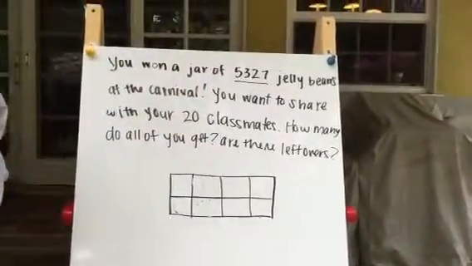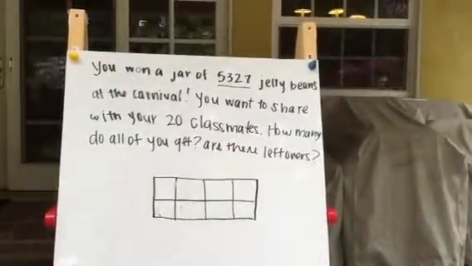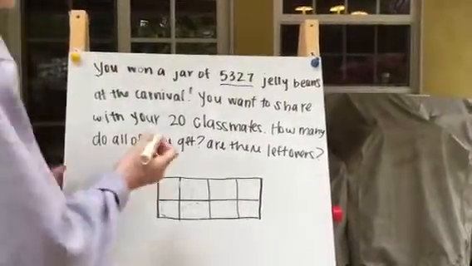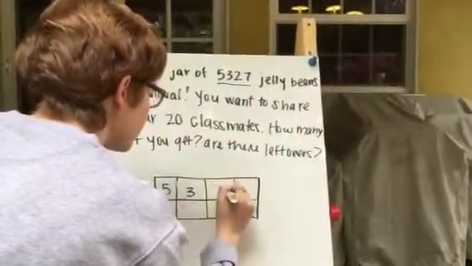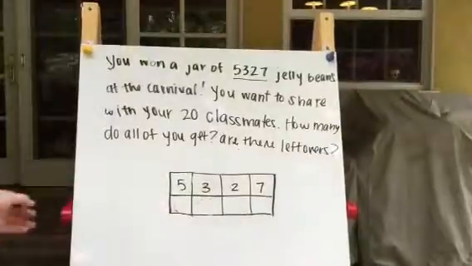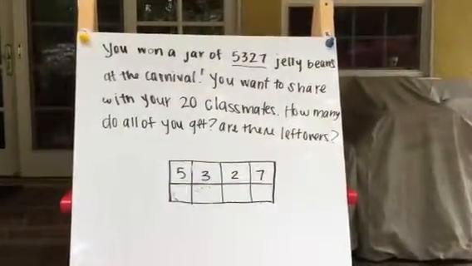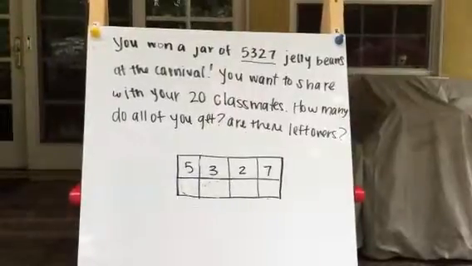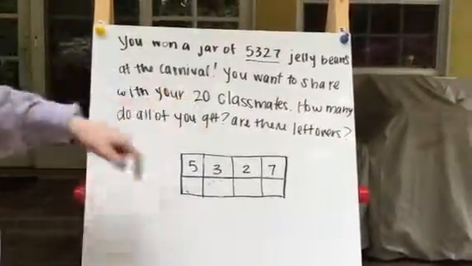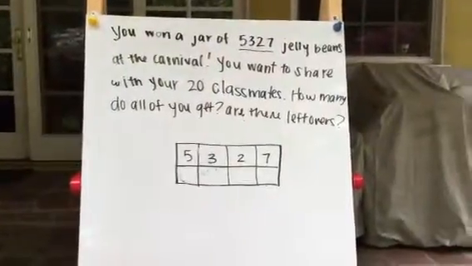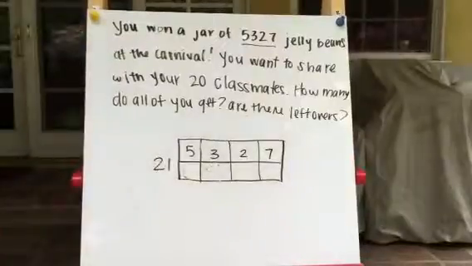5,327 is going to be our dividend because that's the big number that we're going to be dividing. So where does that go? The top layer of our box. Then we're going to take a look at our divisor. What number are we going to be dividing the jelly beans by? That's going to be 21. Why? Because we have our 20 classmates and then yourself who are going to be eating the jelly beans. And the divisor goes on the outside to the left.